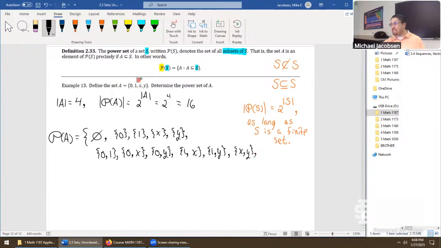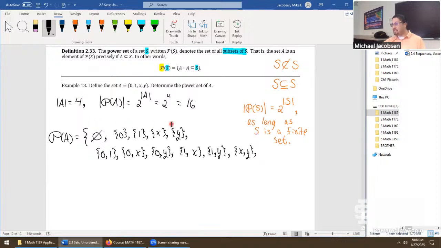And you can imagine how tedious this would have been if A had 5 elements. Then the power set, the set of every single subset of A, would contain 32 elements, and that would just take too long to write down. I could never make that a real exam question. I would say size 4 is about as high as I could go to make this a reasonable by-hand problem. But let's keep on going.